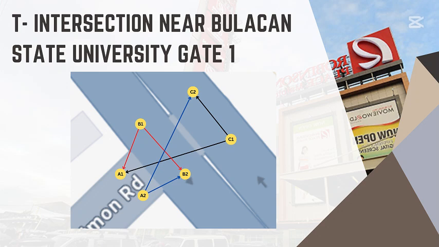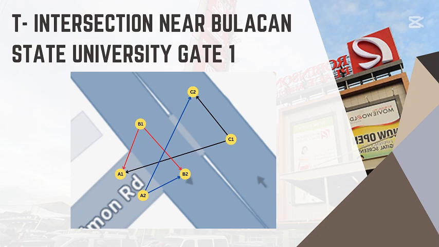Now, let's focus on one of the most critical areas of traffic congestion in our study, the T intersection near Bulacan State University, Gate 1, where MacArthur Highway meets Catmon Road. This intersection is a common choke point, especially during rush hours, when students and local commuters travel to and from Bulacan State University. Traffic buildup in this area often leads to delay, stress, and reduced productivity.